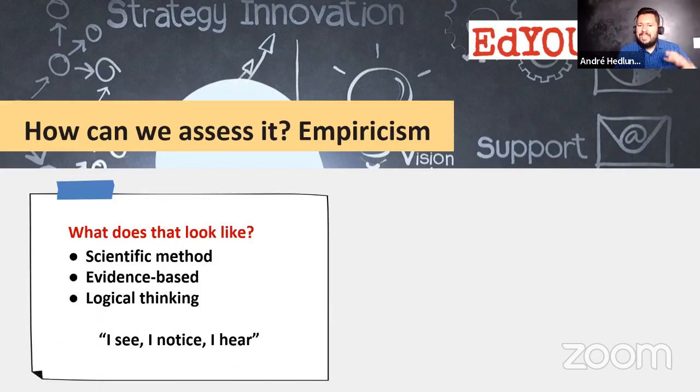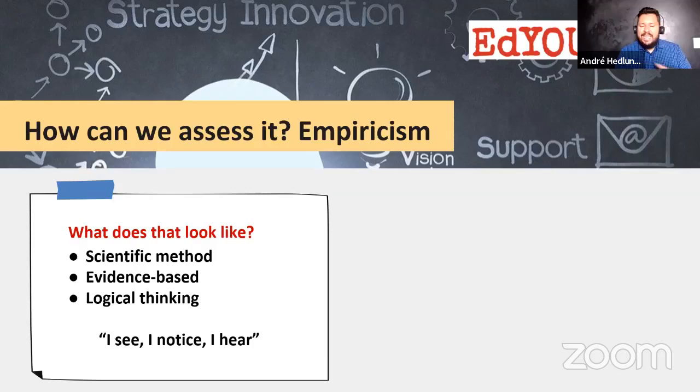I mean that if you want to use an empirical approach to understand learning, you have to know about the scientific method, that you observe, you take notes, you collect data, you make hypotheses and all of that. And it's, like I said, evidence-based. You need to have evidence to support your claims. And it's also based on logical thinking, okay? Logical thinking. So it's not, I feel.